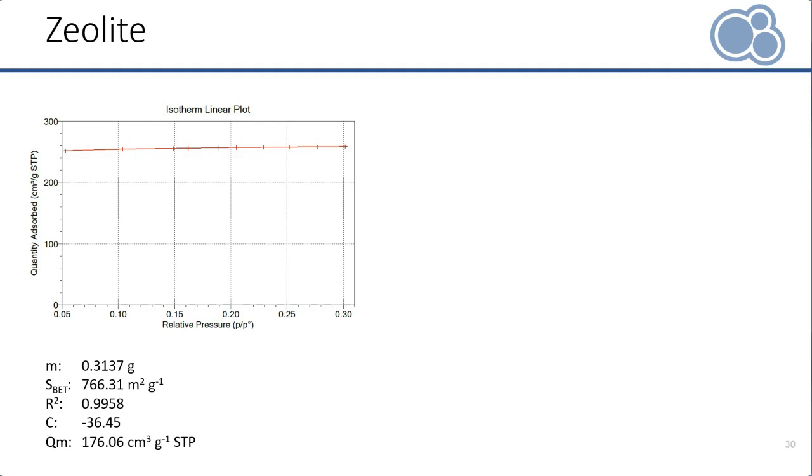In contrast to the previous example, the isotherm of the zeolite is nearly flat, while showing already high quantities adsorbed of around 250 cubic centimeters per gram. For the silica alumina, we were in the range of 50 cc per gram as quantity adsorbed.